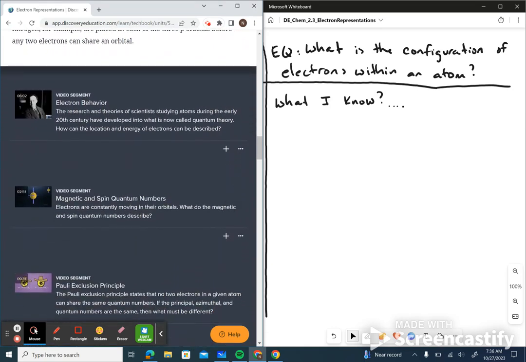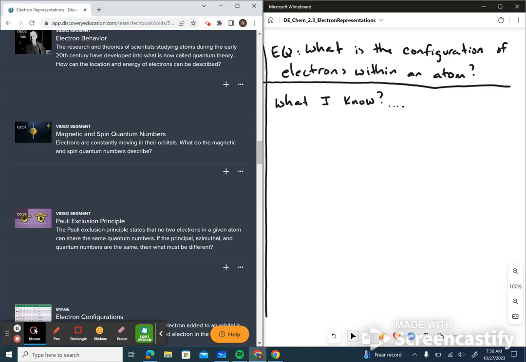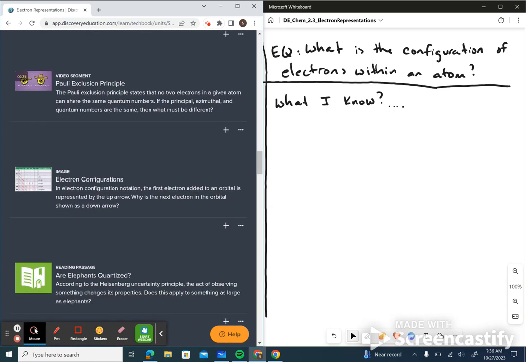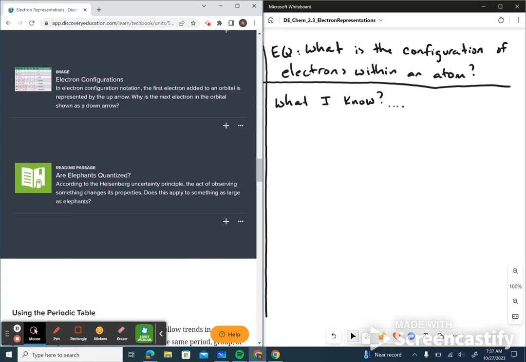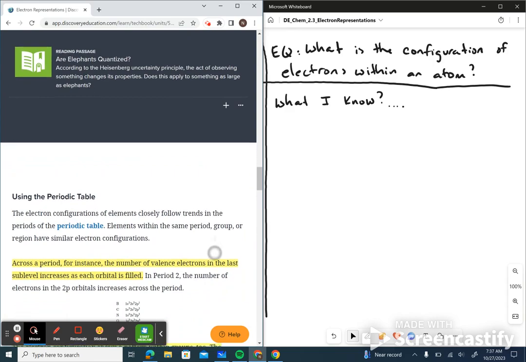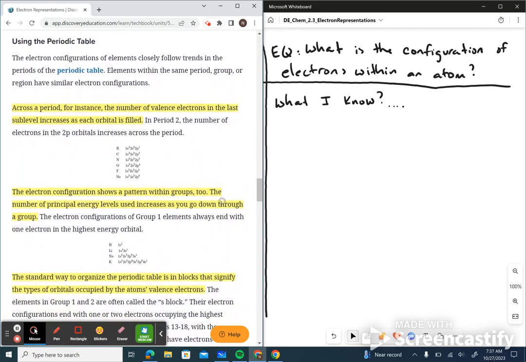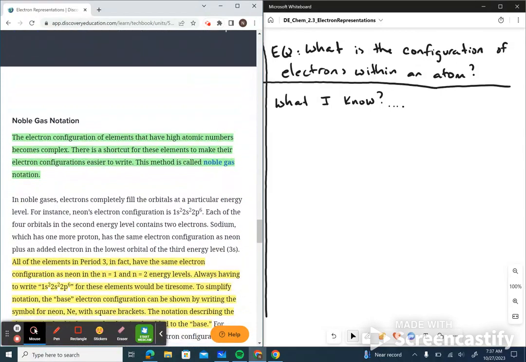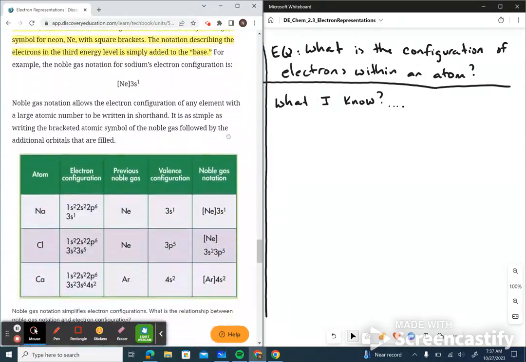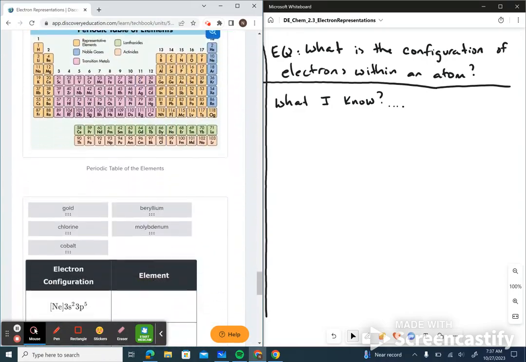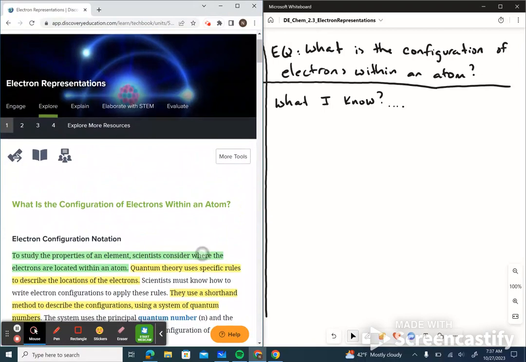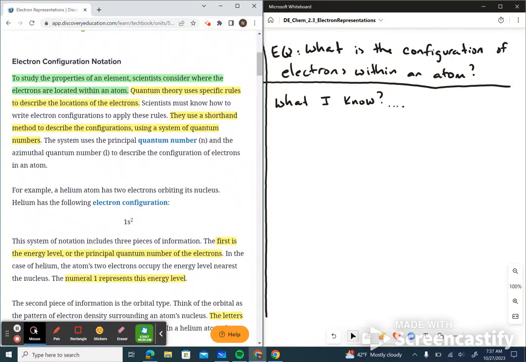Electron behavior video segments. These two segments here are ones that came from the last Explore, and some additional reading, and then using the periodic table. That seems to be our third. And then noble gas notation. All right, so we got about 4 sections that we're going to be taking notes on out of this Explore number 1. Okay, so let's start with Roman number 1.